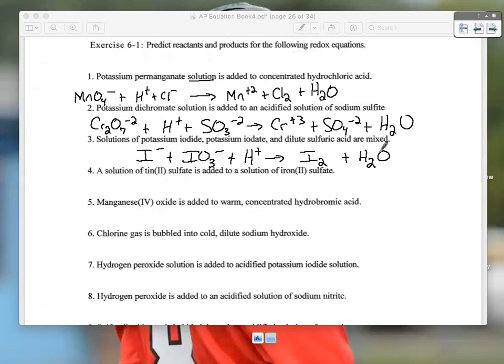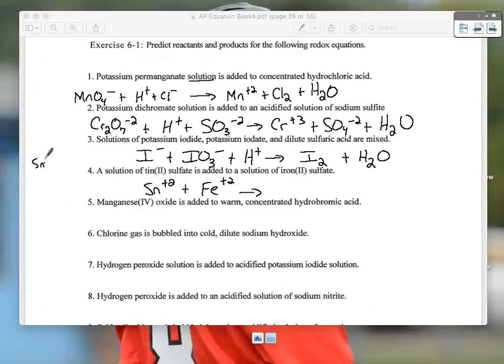Okay, the next one says a solution of tin 2 sulfate is added to a solution of iron 2 sulfate. Any idea what the reactant should be? Tin 2 and then iron plus 2, right? No acidified, none of that. So now we have a little bit of an issue.